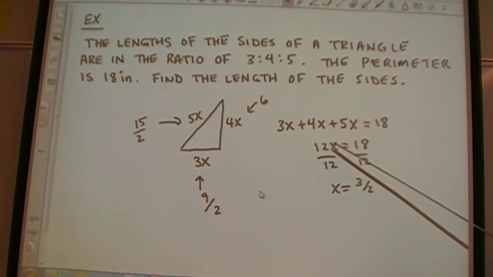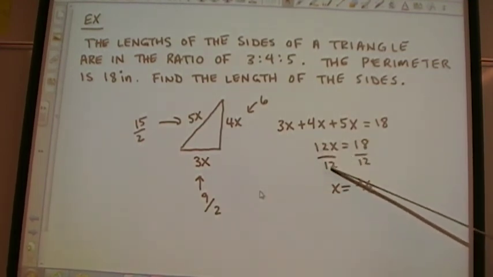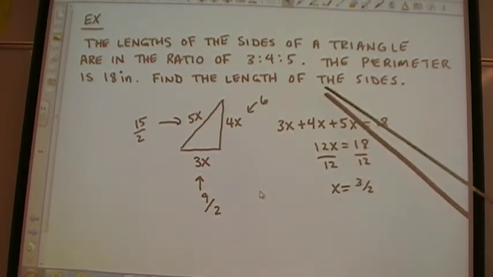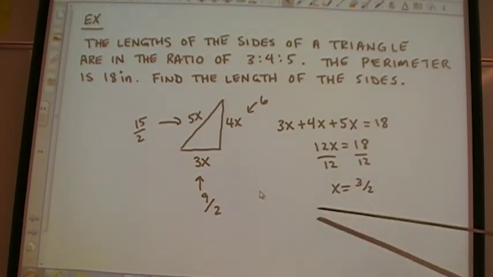3 plus 4 plus 5 is 12. So you have 12x equals 18. Divided by 12, x is 3/2. But it wants the length of the sides. It doesn't just want x. It wants the length of the sides. So plug x back in.